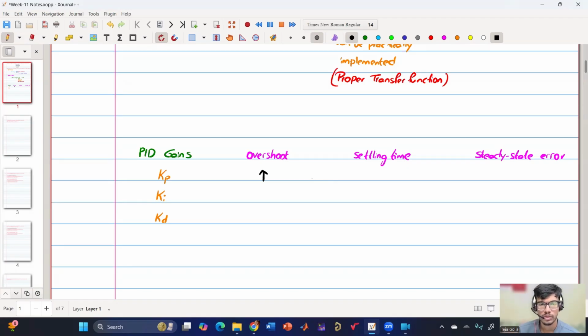It has minimal impact on settling time. Yes, good. So KP doesn't actually have any impact on the settling time. It will only be impacting overshoot as well as steady state error. So it has minimal impact.